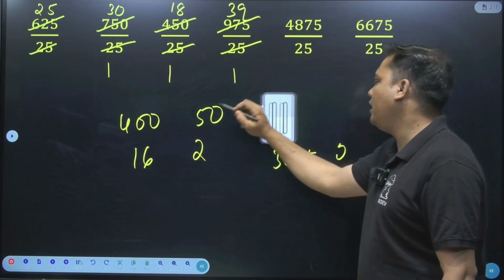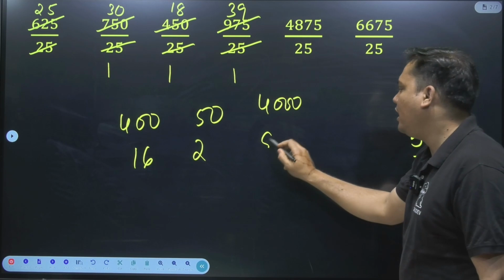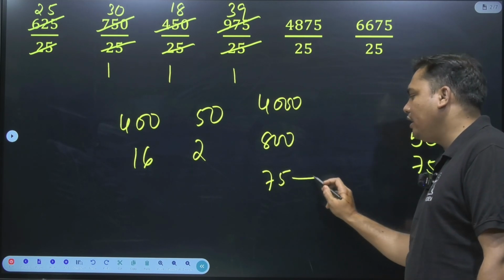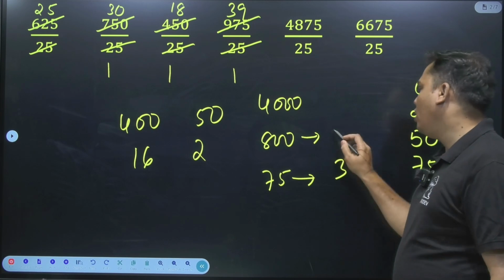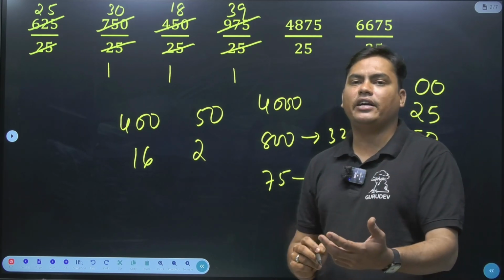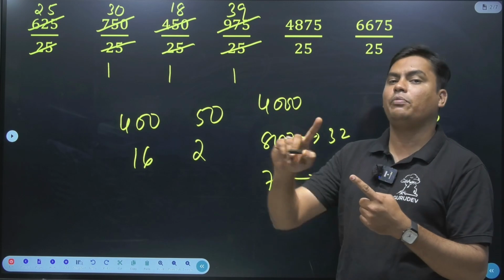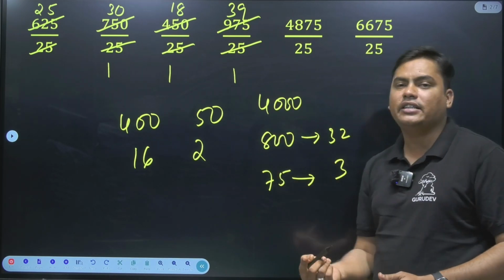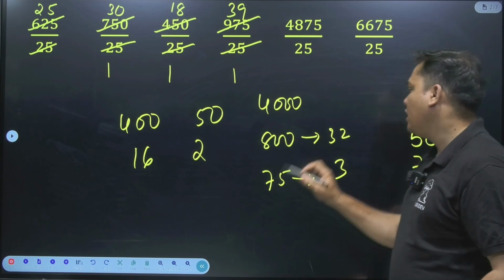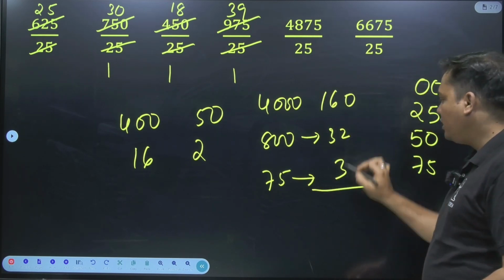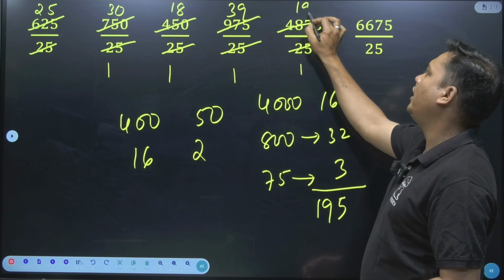If I go with the next number, 4875, I can split it as 4000, 800, and 75. How many 25s are there in 75? 3. In 800, 8 4s are 32. In 8000, the answer should be 320. In the same way, how many 25s are there in 400? 4 4s are 16. In 4000, that is 160. If I add these, 160 plus 32 plus 3 gives 195. My answer should be 25 ones are 25, 195s are 4875.